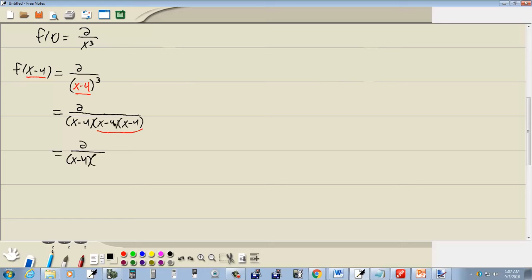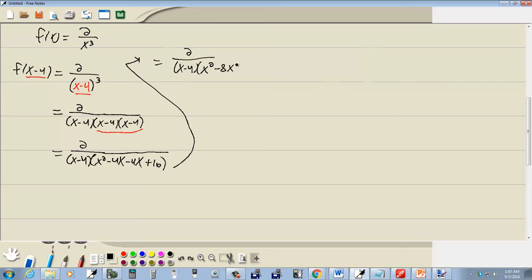So this is FOILing. X times x is x squared. X times negative 4 is negative 4x. Negative 4 times x is negative 4x. Negative 4 times negative 4 is a positive 16. So we get 2 over x minus 4 times x squared minus 8x plus 16.